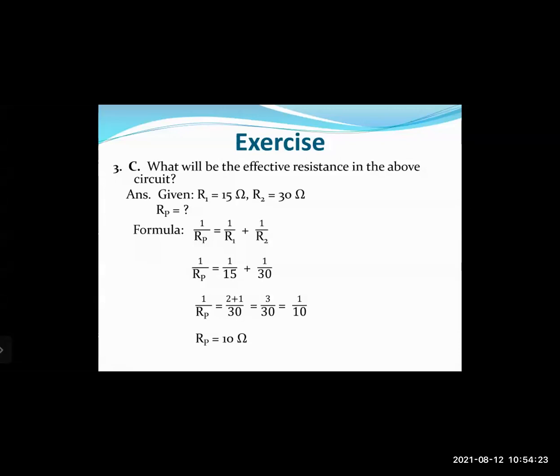But what about the resistors that we have connected? One resistor is 15 ohms and the other resistor is 30 ohms. So the effective resistance when you connect both of them in parallel will be 10 ohms. What if we connect R1 and R2 in series? In that case, RS will be equal to R1 plus R2, which is 15 plus 30, that will be 45 ohms. So this proves that the parallel combination is used to decrease the overall resistance, whereas a series combination is used to increase the overall resistance.